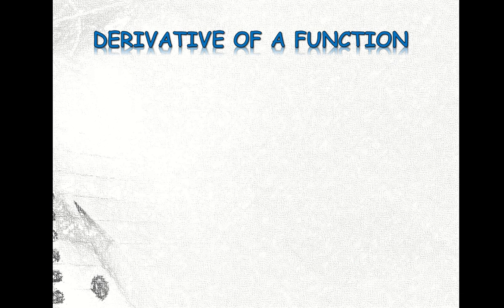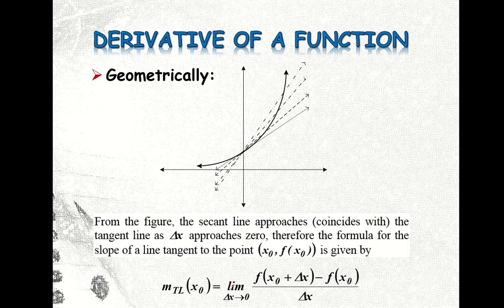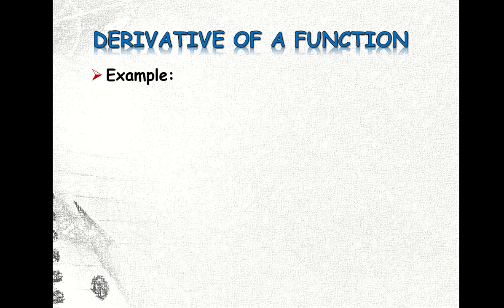Now if you take the limit of that ratio, the limit of f of (x sub 0 plus delta x) minus f of x sub 0, over delta x as delta x approaches 0, that would be the slope of our tangent line. So m_TL here means the slope of the tangent line at x sub 0. That is the derivation of the slope of the tangent line.